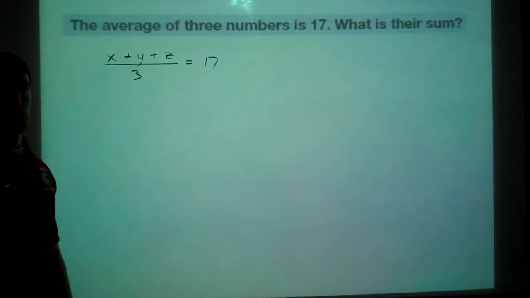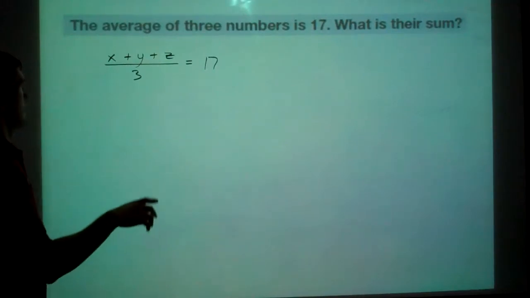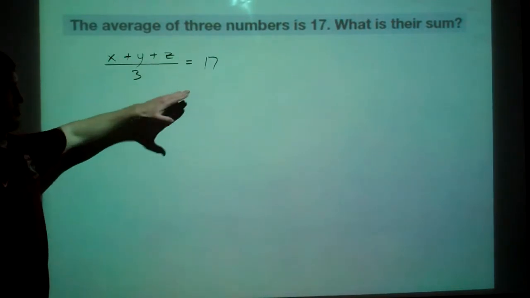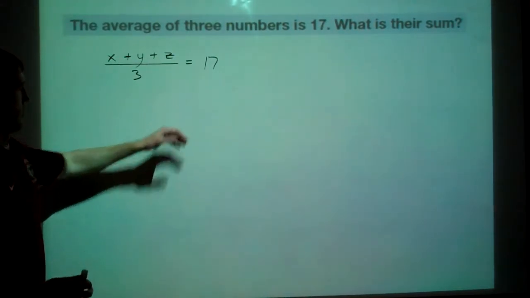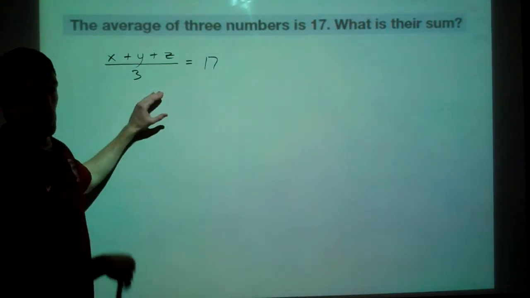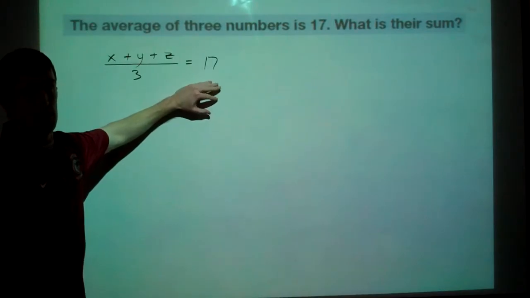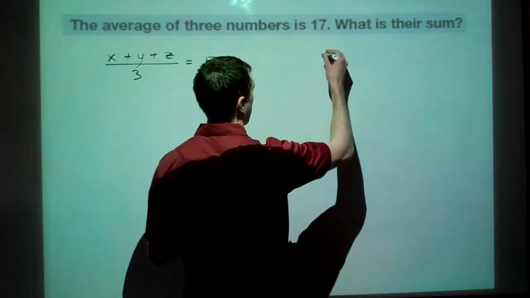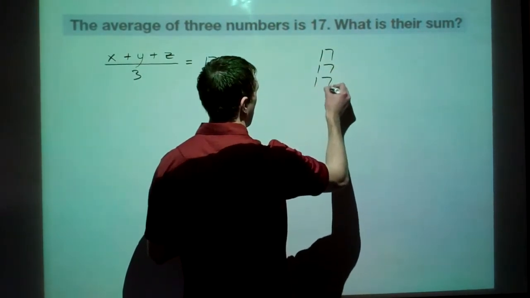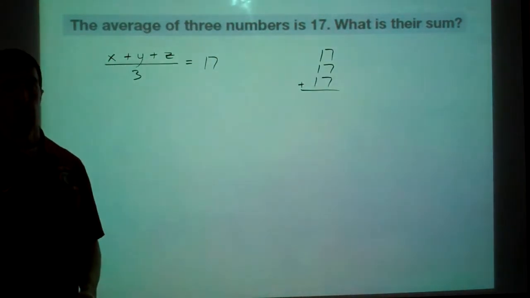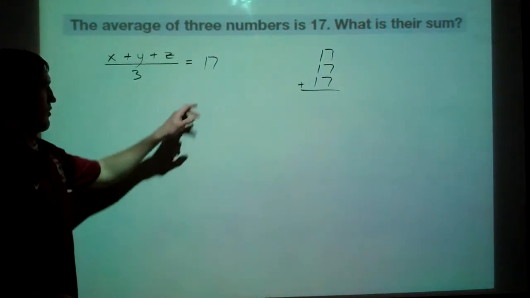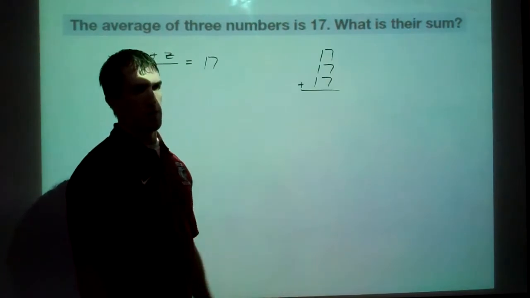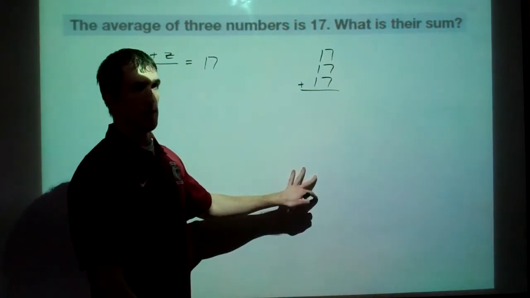So what we really need to do is figure out what number, when we divide it by 3, is 17. We don't need to know the individual numbers, but we do know that once we divide them by 3, we get 17 for an average. So let's think about this. If we add 17 3 times, we should get a number that is divisible by 3 that will give us 17, right? Because this is basically 17 times 3, and then if we were to take that answer and divide it by 3, we should get 17 again.